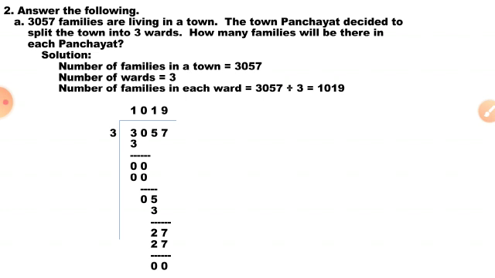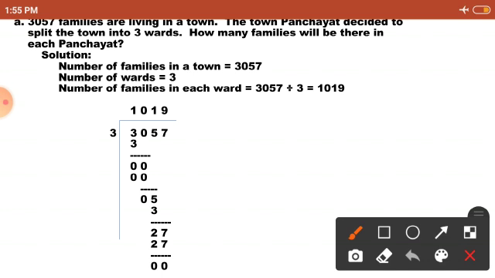First, number of families in a town equals 3057 and number of wards equals 3. Number of families in each ward. Here you have to notice this keyword, that is what? Each. So each denotes which operation? Division operation. So number of families in each ward equals 3057 divided by 3, because it denotes division operation.